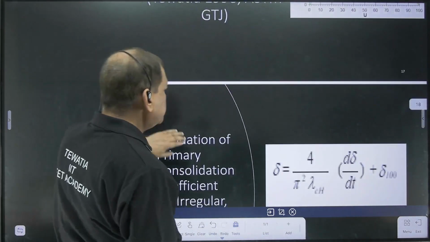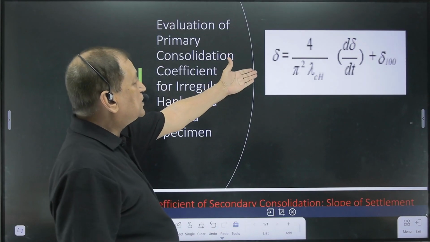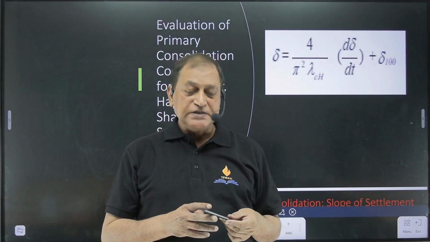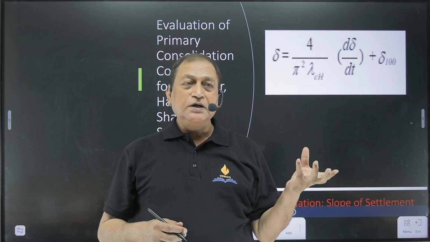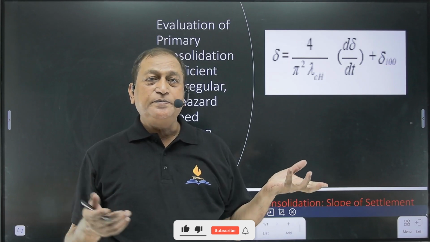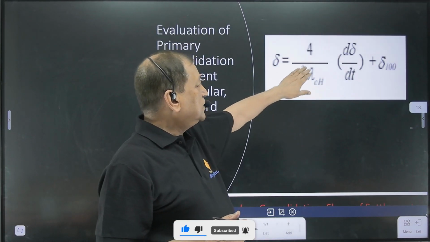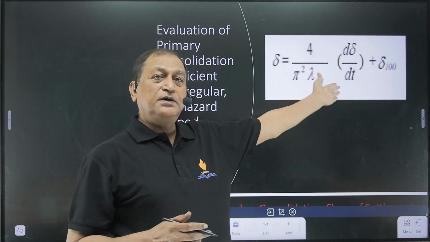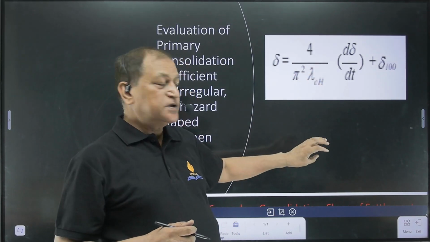So this was in the diffusion equation, and this was applied for any shape. Earlier the testing specimen for consolidation was cylindrical or cubical or parallelepiped. Suppose it is irregular, it doesn't have any shape. So then a formula was also given that could determine the coefficient of consolidation and ultimate settlement delta 100 for any irregular shaped specimen.